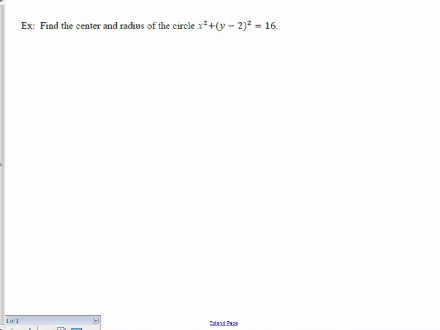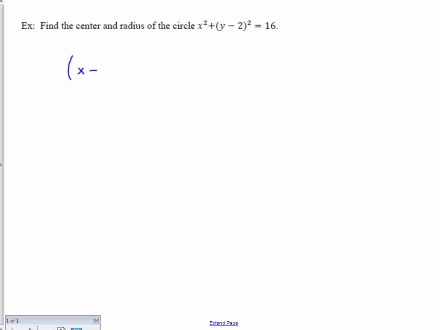This example asks us to find the center and the radius of the circle x squared plus (y minus 2) squared equals 16. Before we do this, I'd like to discuss the equation for a circle. This is an important formula that you should definitely know.